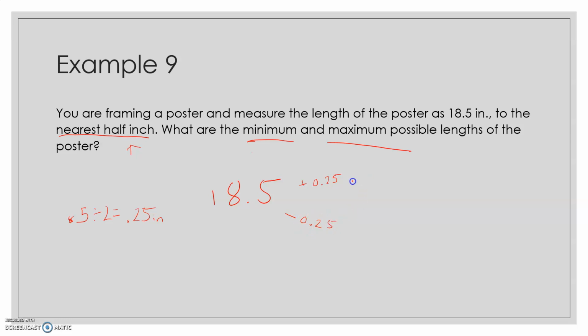And so the most that we could be off on the maximum side, or the greatest it could possibly be on the maximum side, is 18.75 inches. And on the minimum side, the least it could be is 18.25 inches. And so again, it's to the nearest half inch. So the distance between the minimum and maximum is half an inch. That's the most that it can be. So if we were to go from 18.75 the max to 18.25 the minimum, half an inch is the most, which is what we've got there.